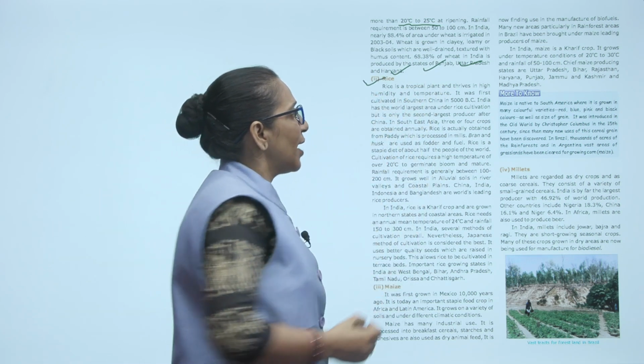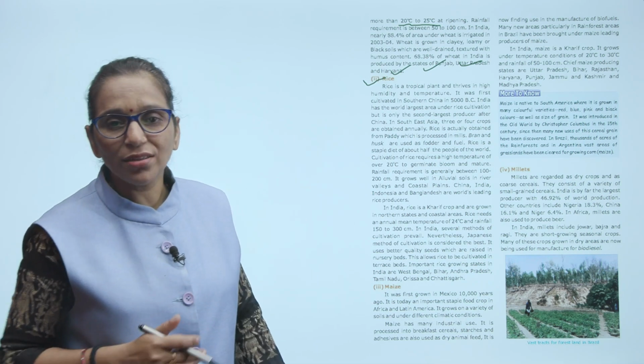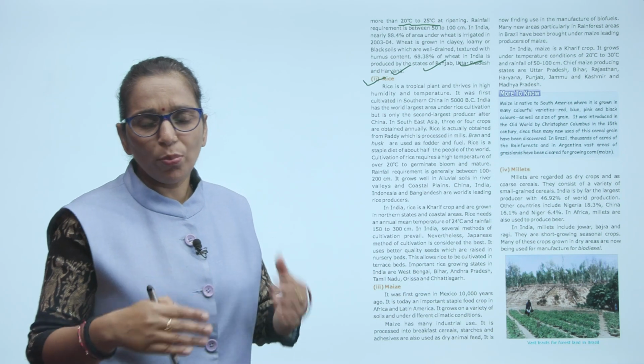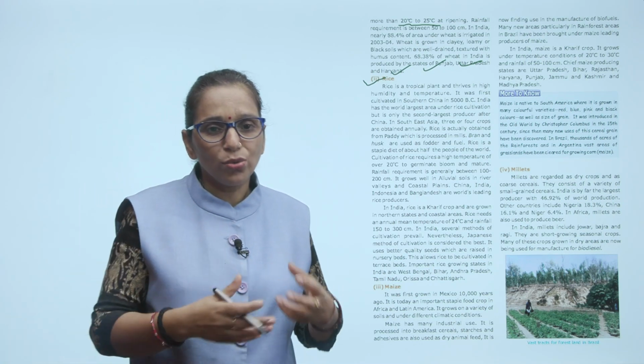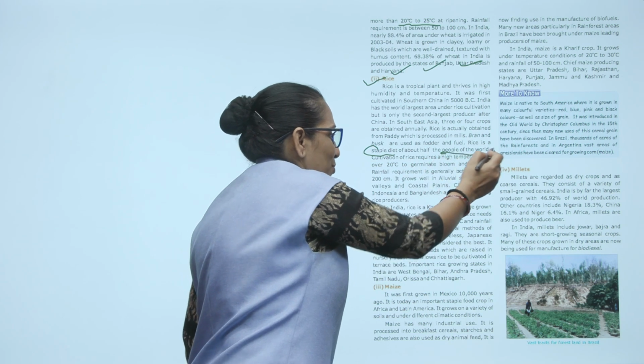Rice is a tropical plant and thrives in high humidity and high temperature. It was first cultivated in southern China around 5000 BC. India has the world's largest area under rice cultivation, but is only the second largest producer after China. In Southeast Asia, 3 or 4 crops of rice can be obtained annually. Rice is actually obtained from paddy, which is processed in mills. Bran and husk are used as fodder and fuel. Rice is the staple diet of half of the people in the world.